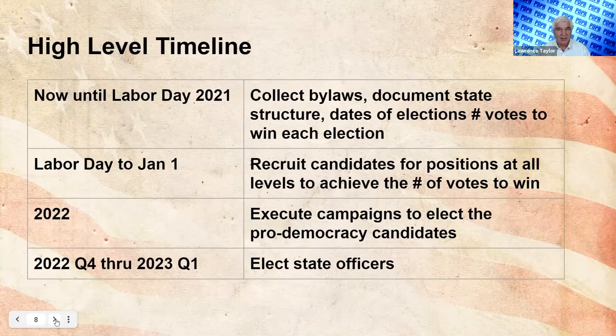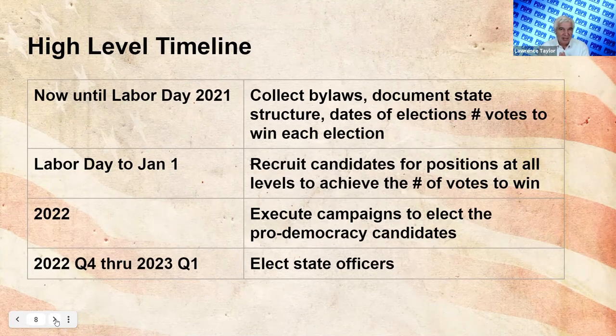So this is a high level timeline between now and 2023 on what we should be doing. If you are unfamiliar with the structure of your state party, this is the time to start getting prepared for what we do next. This is when you collect the bylaws, you document your state structure, of who elects who, basically doing a diagram like I just showed for my state.